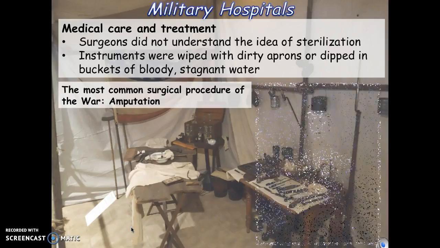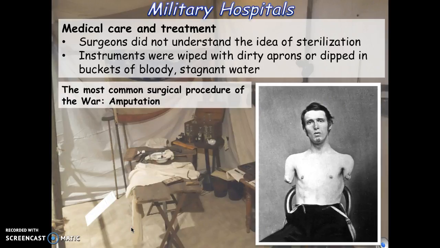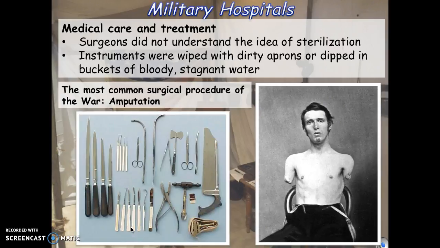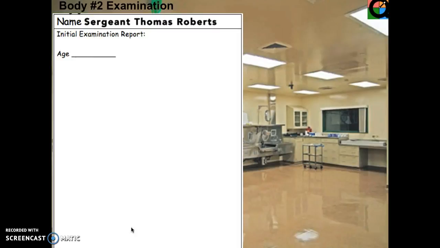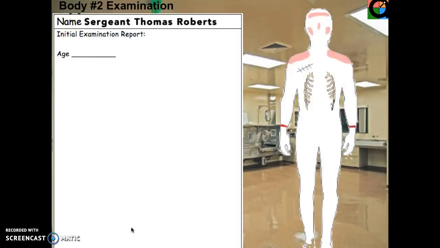The most common surgical procedure of the war was amputation. Okay, so here's an example of some of the different tools that would have been in a medical bag at this time. Our second body was that of Sergeant Thomas Roberts.